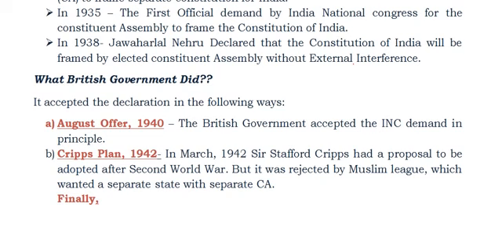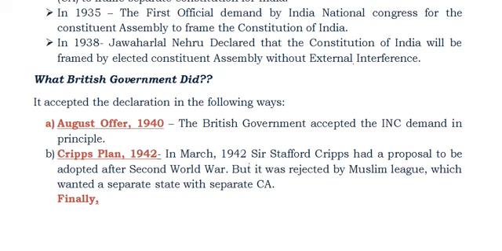They gave the August Offer. In the month of August 1940, they gave an offer. In principle, they said that okay, we'll be forming a Constituent Assembly, but it was not accepted. And the second one is the Cripps plan. In 1942, they said that we have another plan, given by Sir Stafford Cripps, a proposal to be adopted after the Second World War, because in 1942 the Second World War was happening.